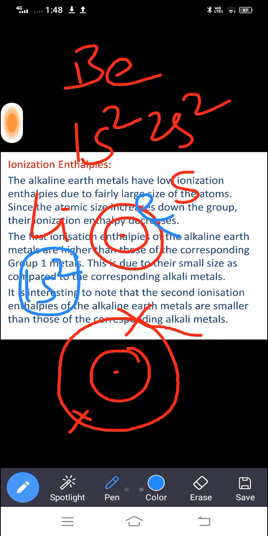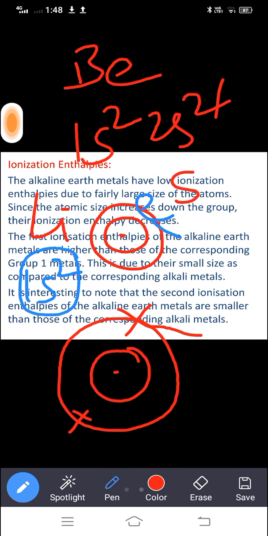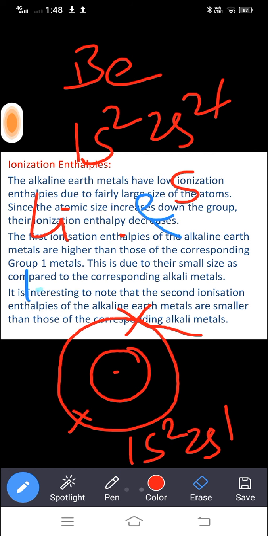But in beryllium, if it lost 1 electron, then what will happen? The electronic configuration will become 1s2, 2s1 only. It will not attain the nearest noble gas configuration. So due to that reason, the first ionization enthalpy of the alkaline earth metals will be higher.